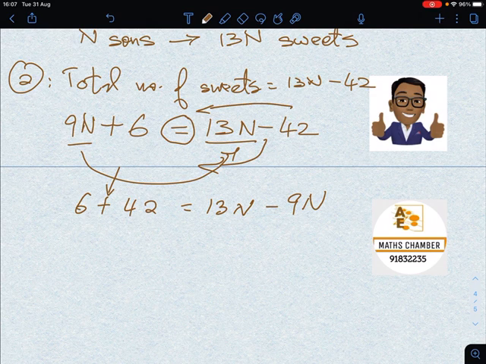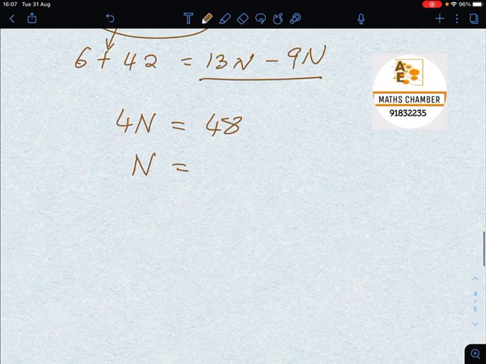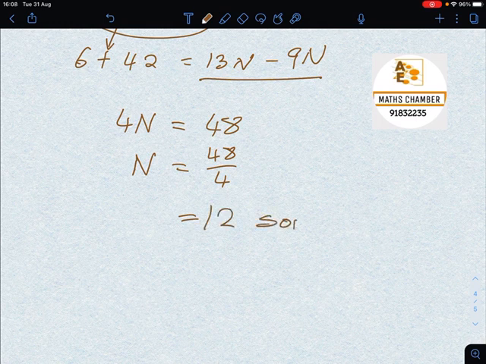Alright, so 13n minus 9n I can always put on the left because n is the one that we want to find, the unknown. We must know the number of n, right? So 4n equals 42 plus 6, which gives you 48. It means n equals 48 divided by 4. That will give you 12. That means he has 12 sons.